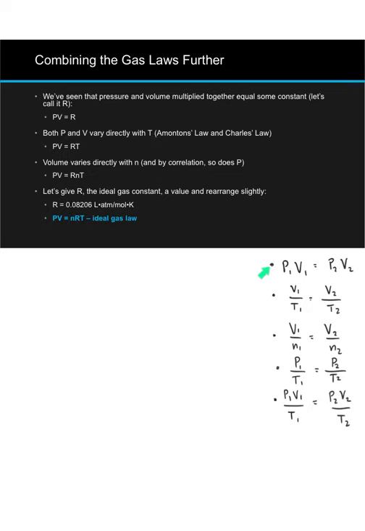We know, for instance, that from Boyle's law, pressure times volume is a constant. Maybe we'll let some variable that we haven't chosen yet stand in for that constant, like R. We know from both Amontons' law and from Charles' law that as temperature increases, pressure or volume increase. And we know from Avogadro's law that as number of moles of gas particles increase, volume increases.